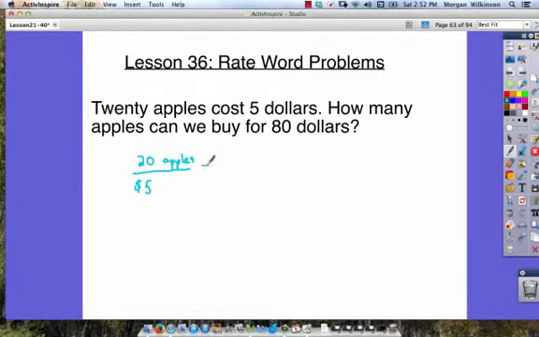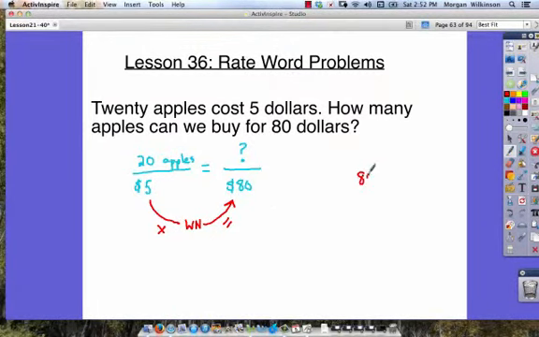Now we're going to set up a proportion, two rates that are equal to each other. How many apples can we buy for $80? So $80 goes on the bottom because dollars stay in the denominator the whole time. And now we can figure out how many apples we're going to get. In order to do this problem, we have to figure out 5 times what number is going to be equal to 80. That's what we need to know.